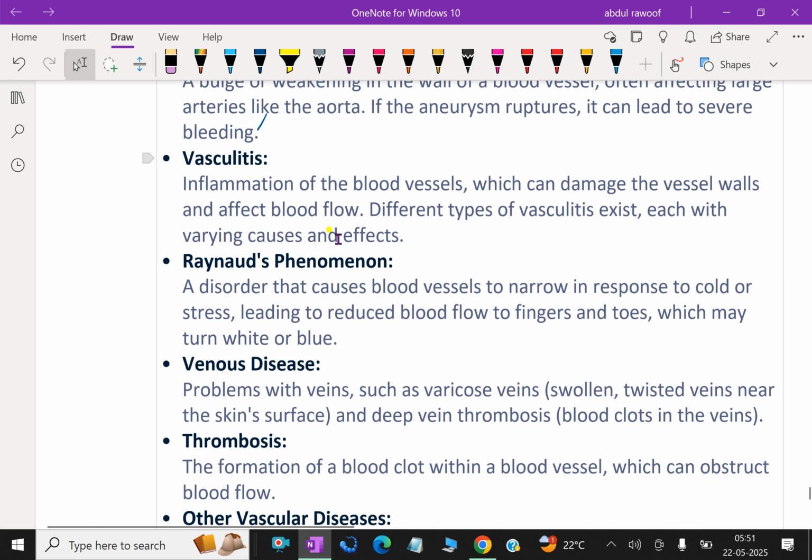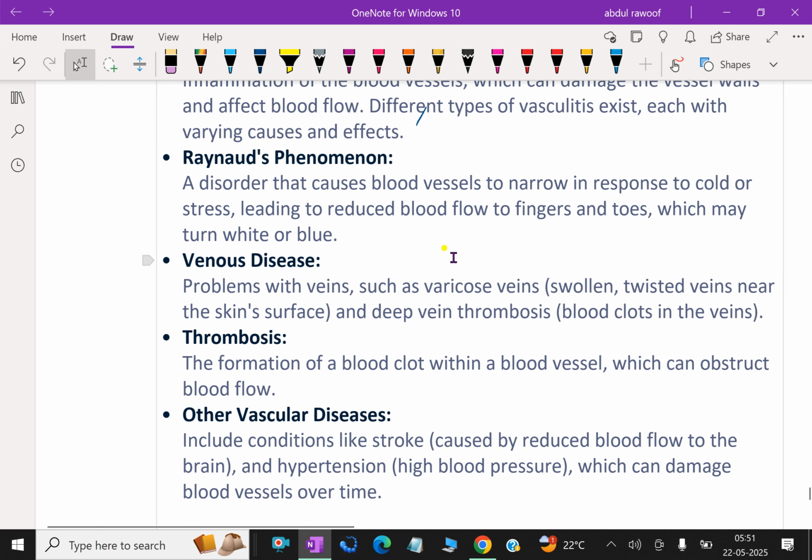Vasculitis. What is that? Inflammation of the blood vessels which can damage the vessel walls and affect blood flow. Different types of vasculitis exist, each with varying causes and effects. Next one, Raynaud's phenomenon. A disorder that causes blood vessels to narrow in response to cold or stress, leading to reduced blood flow to fingers and toes, which may turn white or blue.